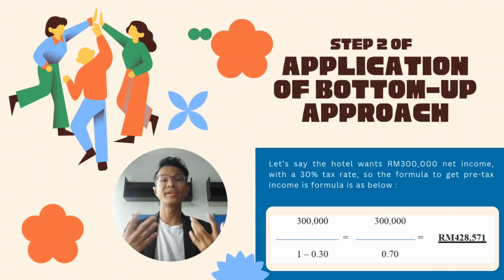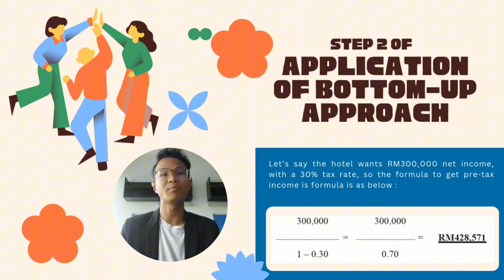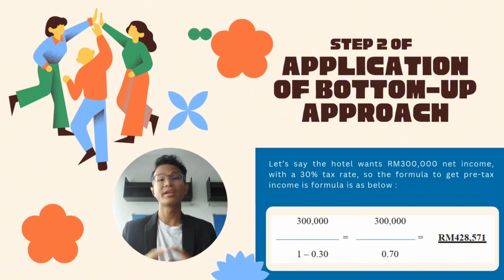Next, we calculate the pre-tax income. If the hotel wants a net income of, for example, 300,000 and the tax rate is 30%, we subtract the rate from 100, leaving 70% or 0.7. Then we divide the 300,000 net income by 0.7, the result is 428,571. This is the operating income before tax, which the hotel needs to achieve.